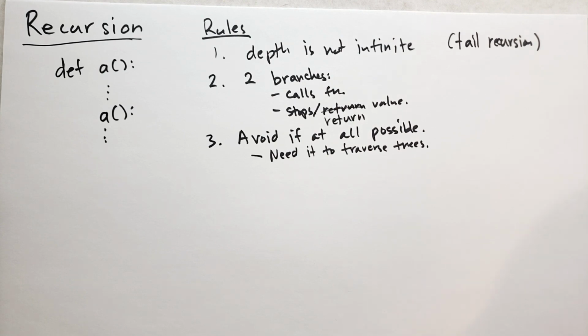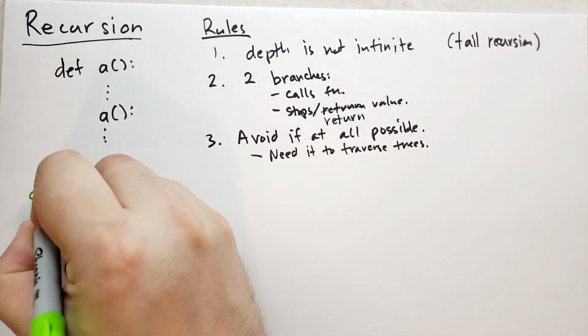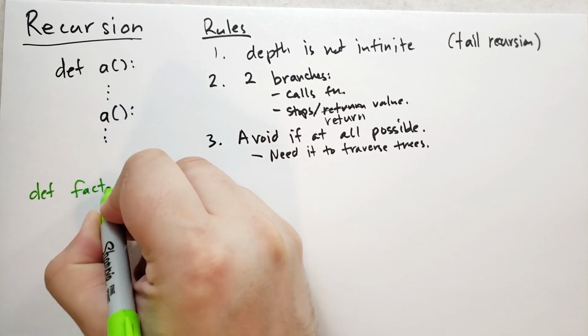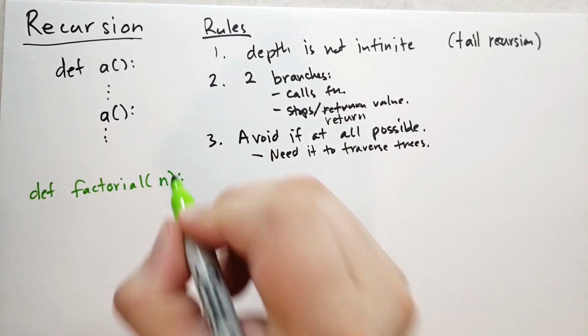All right, let's go through some examples of recursion. These are contrived examples. These are not things that you would do in practice. There are other better ways to do this, but we're just going to do this so that you understand how recursion works. The first is factorials. So I'm going to write a function that calculates factorials. Def factorial, and you're going to pass in a number n.